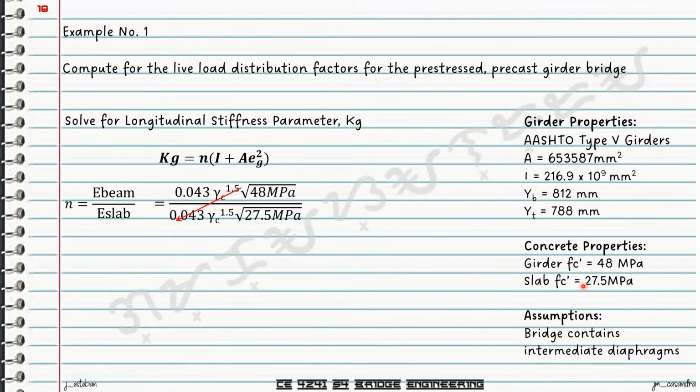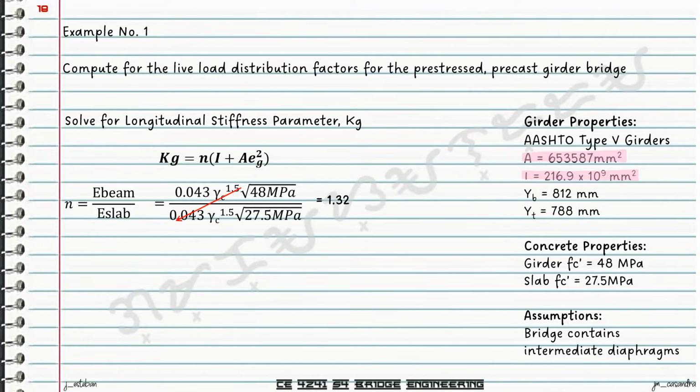With this, the common terms cancel out, leaving us with square root of 48 divided by square root of 27.5, which will give us a modular ratio equal to 1.30. Next, we want a value of I, which is already given in our properties. The area is also given as well.